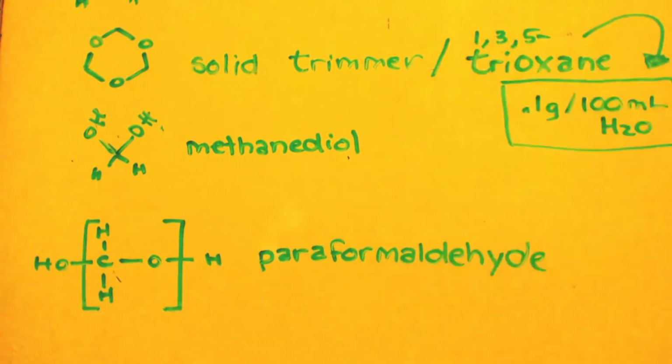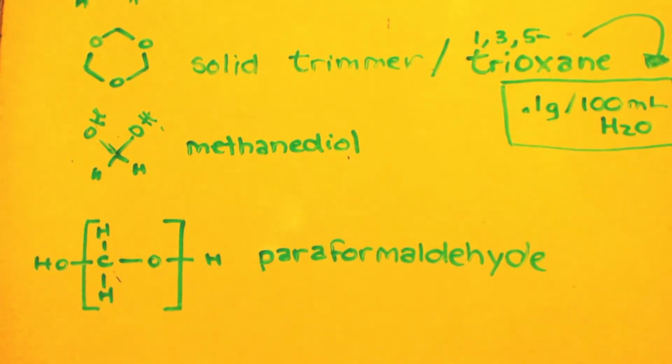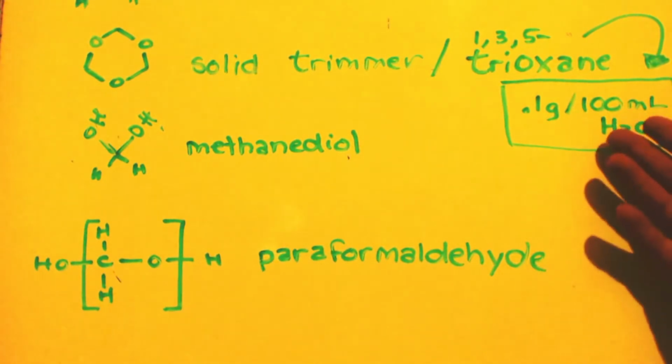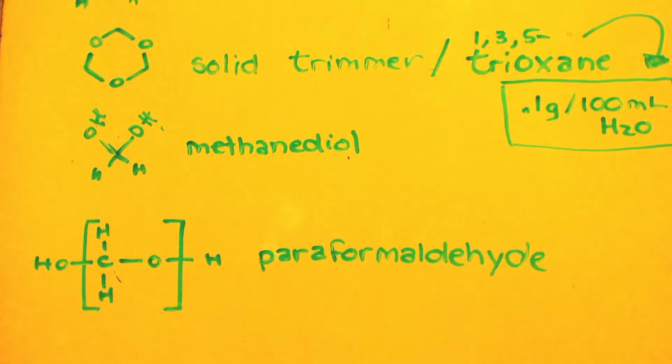Now, this is what I'm confused about, this 1,3,5-trioxane. Here's the solubility in water, 0.1 grams per 100 milliliters of water. But I don't think it breaks down in water. I think you have to add some type of strong acid. Let's say you dump your trioxane into the water, but it doesn't break down into the formaldehyde unless you add just a little bit of acid, but very strong acid, you know what I mean, like sulfuric acid.